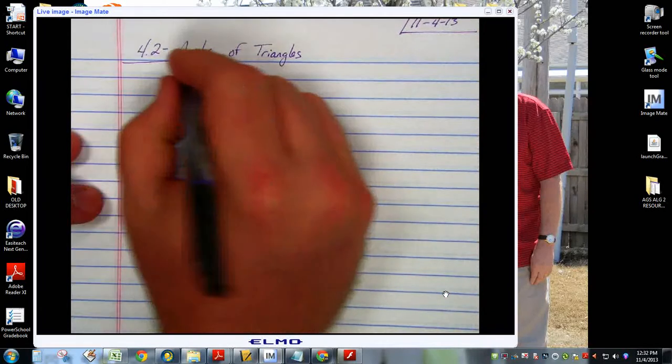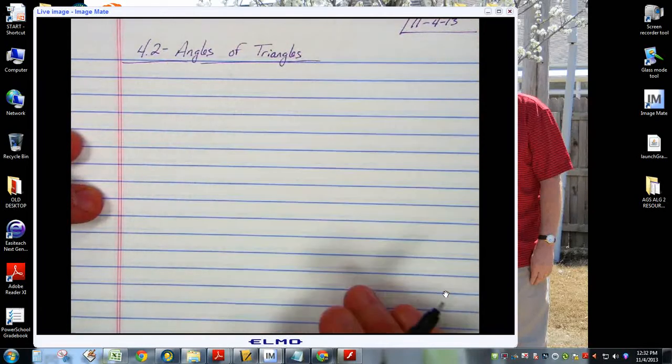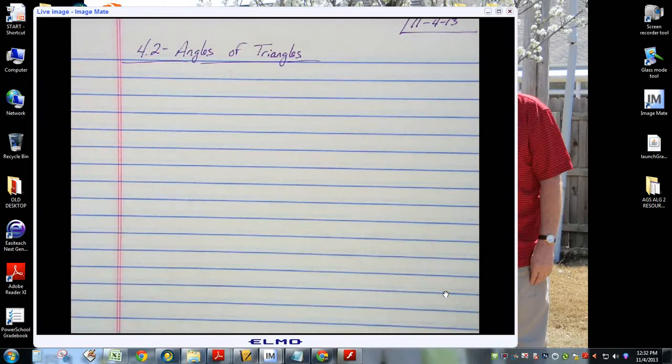Angles of triangles. You have a simple situation that you will use. We would use this over and over and over and over again because we'll deal with a lot of triangles.